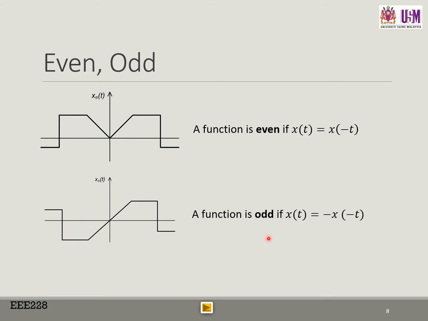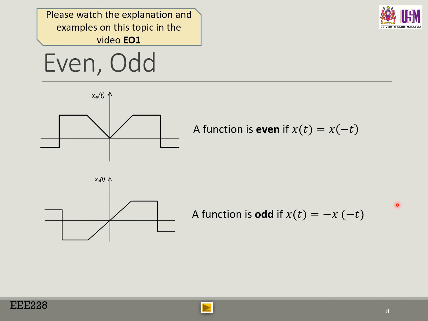And the function is odd if x(t) is equal to -x(-t). So if we have this signal, if you take the minus of x(-t), you'll find that it looks the same as the original signal. So if you find that, then it's an odd function. Okay, and please watch the video. I've explained a little bit in detail on the even and odd signals.